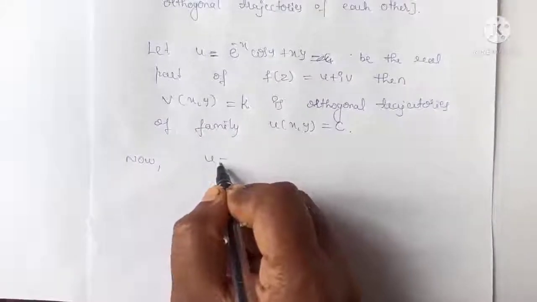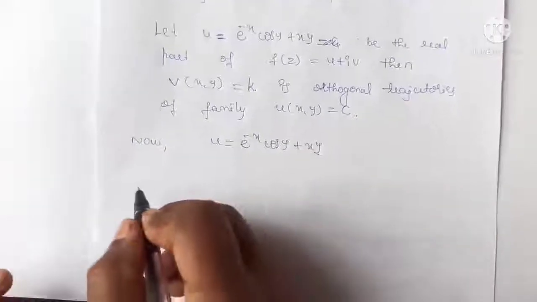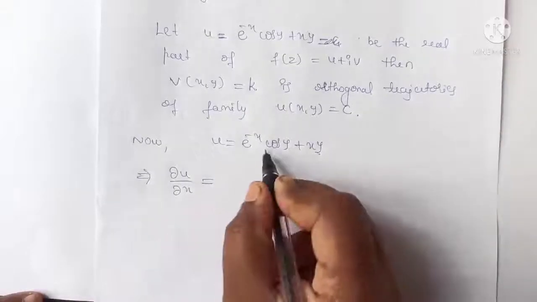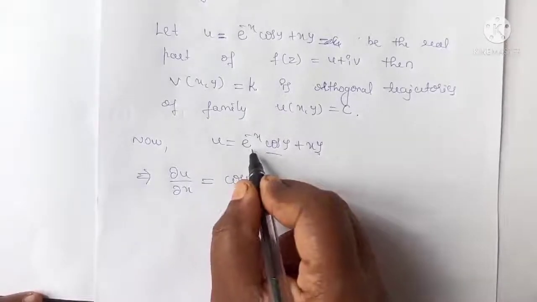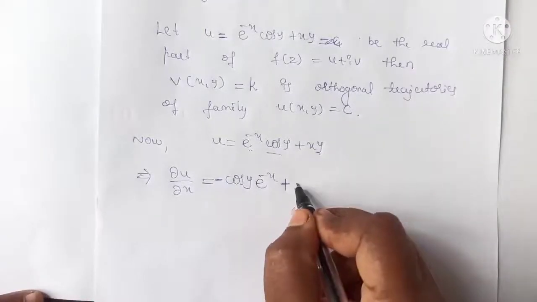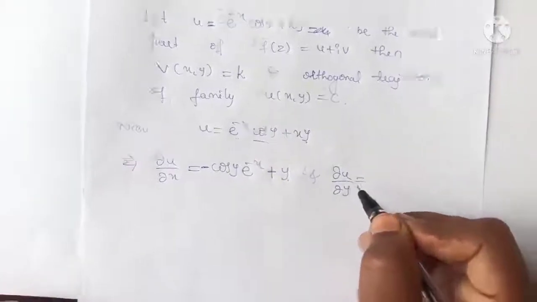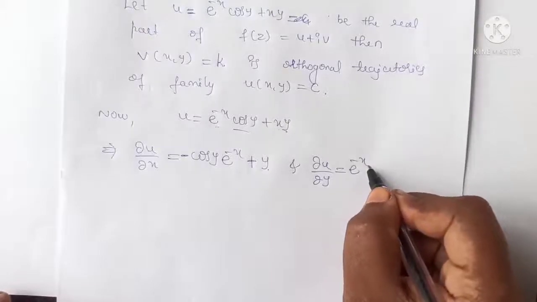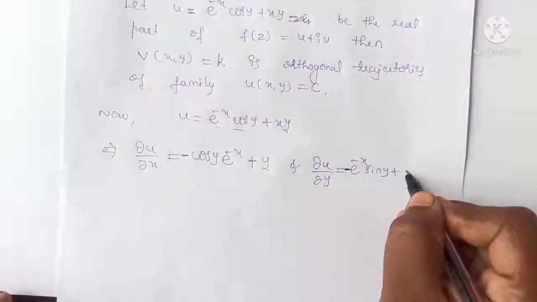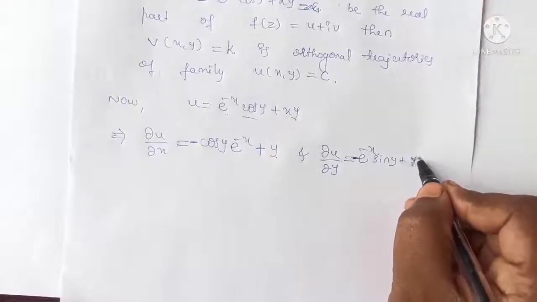given u equals e^(-x) cos y plus xy, so differentiating this one we get ∂u/∂x equals, cos y as it is, differentiation of e^(-x) is minus e^(-x), plus y taken outside, x differentiation 1. So similarly ∂u/∂y equals e^(-x) as it is, cos y differentiation is minus sin y, plus y as it is, x differentiation 1. Okay, sorry, x as it is, y differentiation 1.